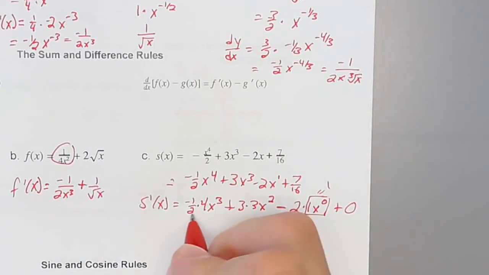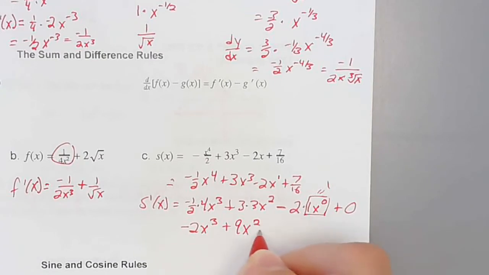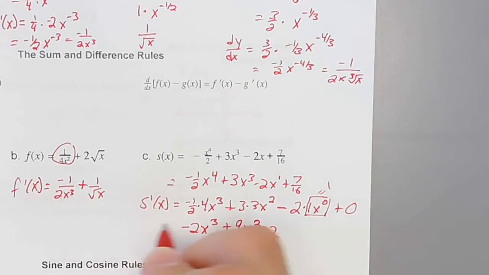So let me clean up. Negative 1/2 times 4 is negative 2. Negative 2x cubed plus 9x squared minus 2 is my derivative.